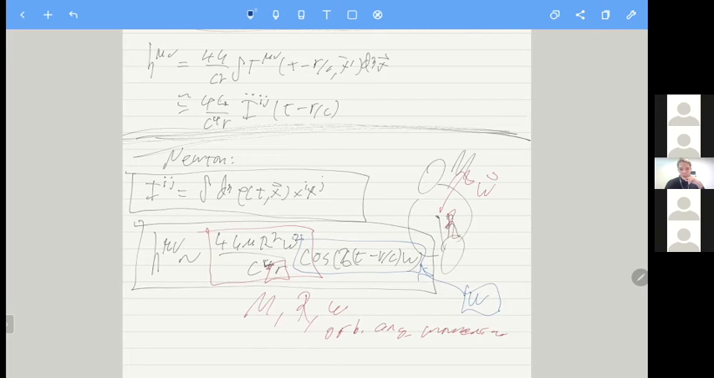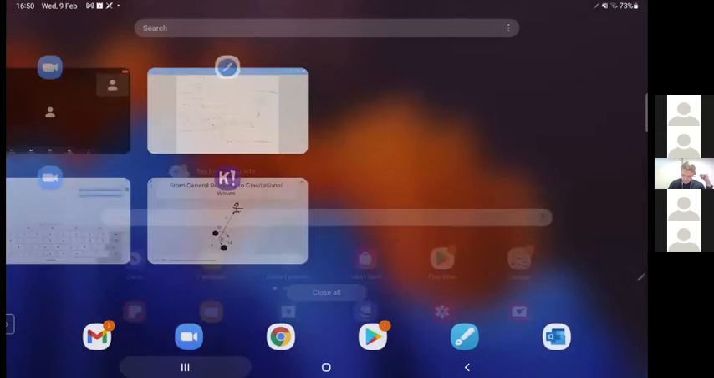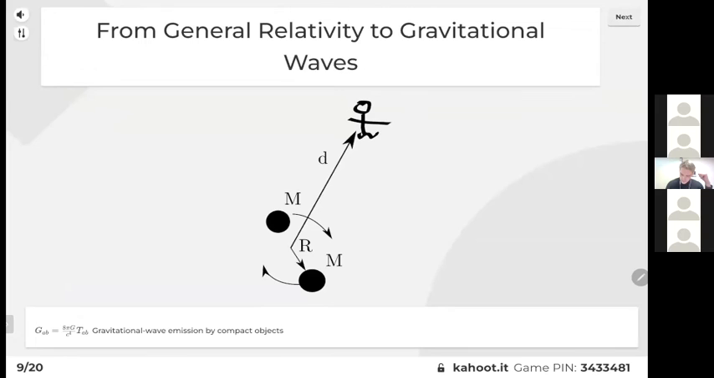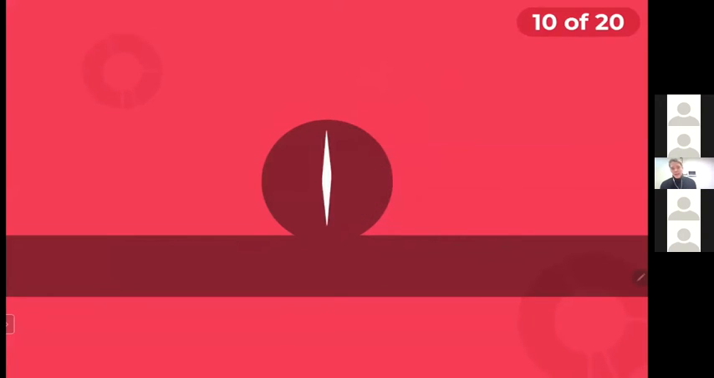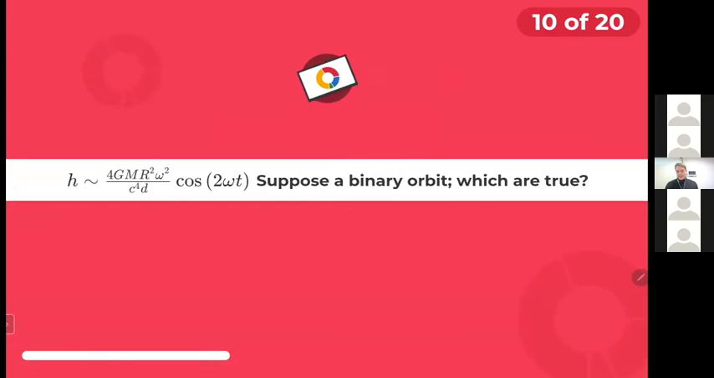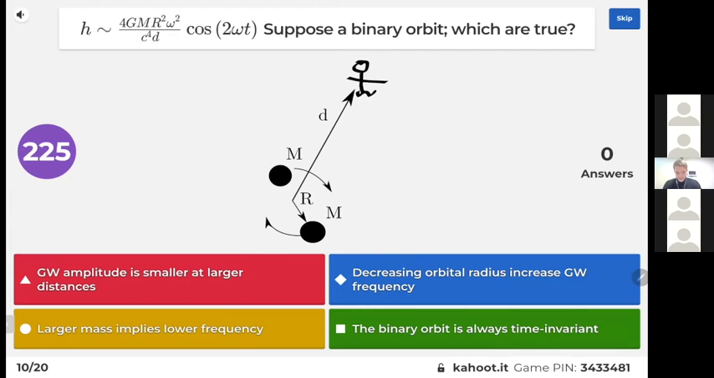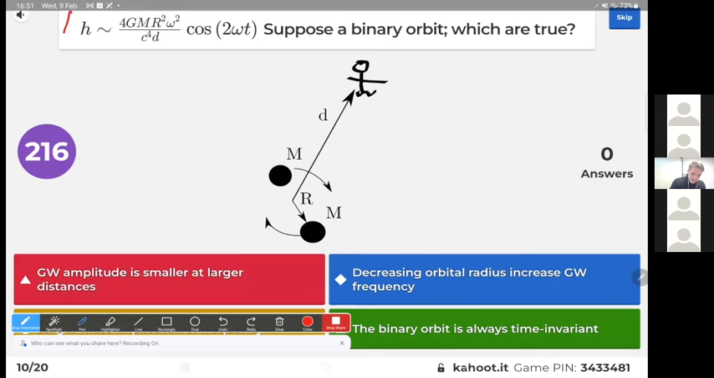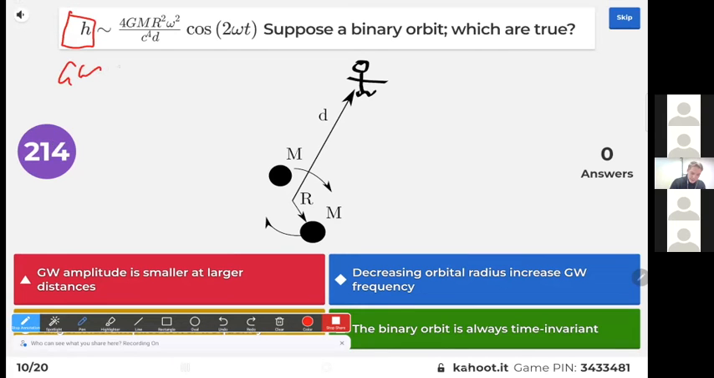And so with this equation, I'd like people to answer the next question, which is, supposing that we have a binary orbit, which of the following is true? This is just to explain a little bit more. This here is the gravitational wave amplitude.